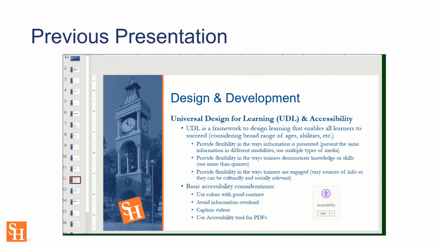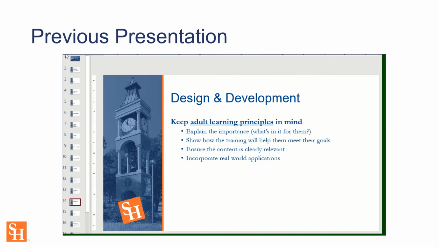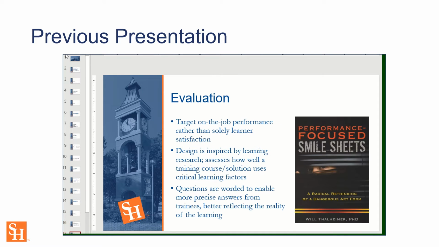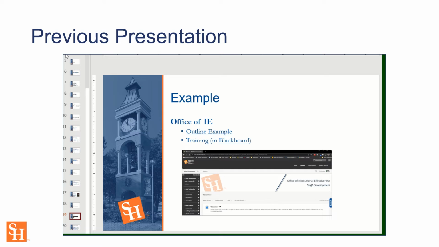It's very basic. And here on slide 12 of the previous presentation, I discussed incorporating UDL, and I gave them some very basic accessibility considerations to think about, like color contrast, captioning, and using the accessibility tool when creating PDFs, because that is a widely created document on our campus and most people don't use that tool. I then talked about things like micro-learning and adult learning principles, and then I talked about evaluating the training plan, and I finished by showing them an example of a training plan and outline I had created for a previous department I worked on my campus.